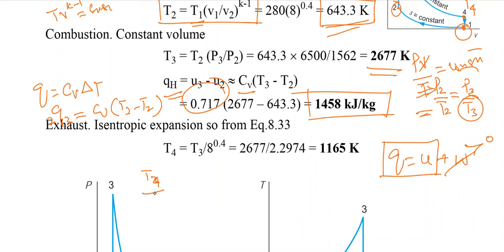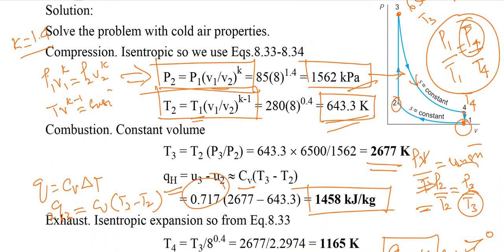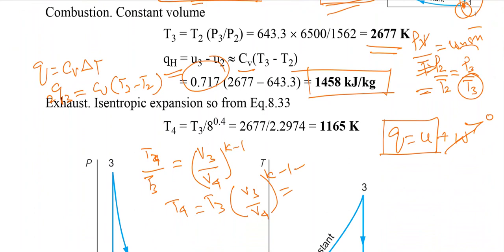T4 by T3 would be equal to V3 by V4 raised to gamma or K minus 1 over here. So for the temperature T4, you can say T4 would be equal to T3 times (V3 by V4) raised to K minus 1. V3 is equal to V2, as the volume is constant, and V1 is equal to V4, so you can write the equation as T3 times (V2 by V1) raised to K minus 1.